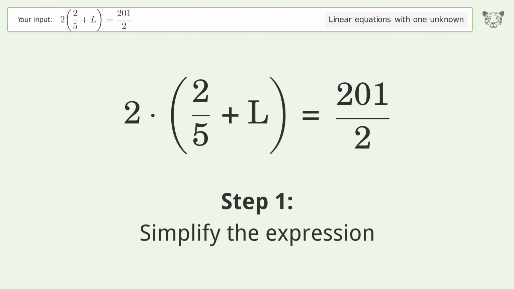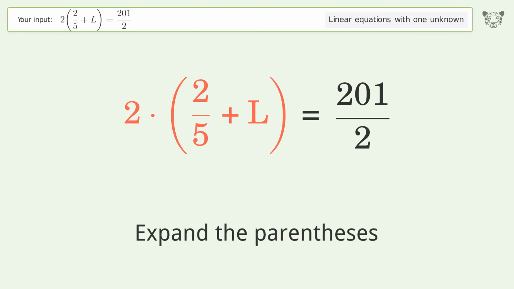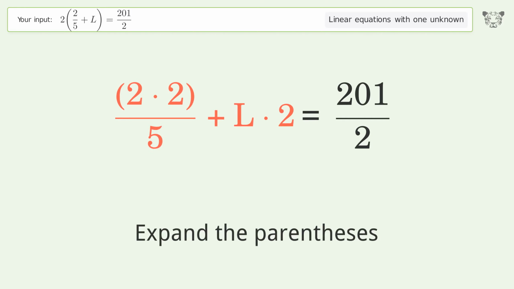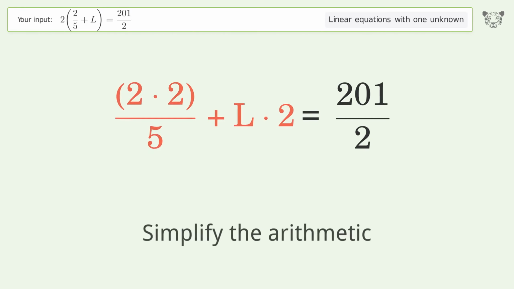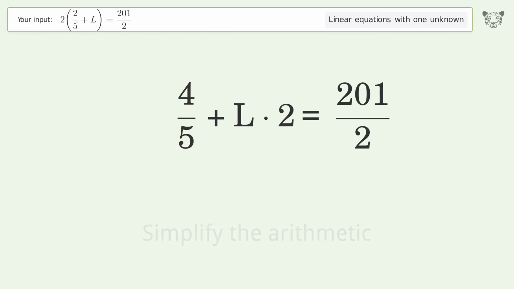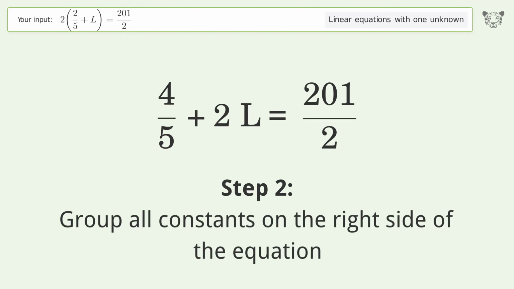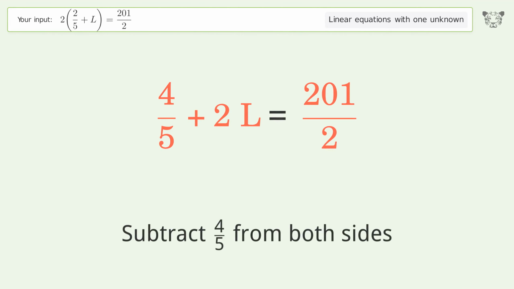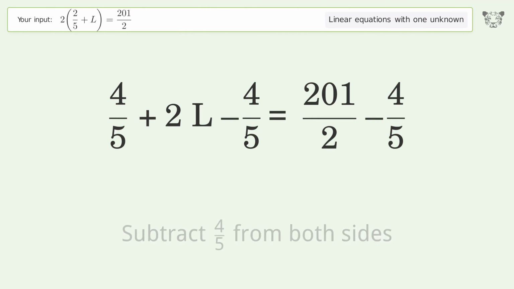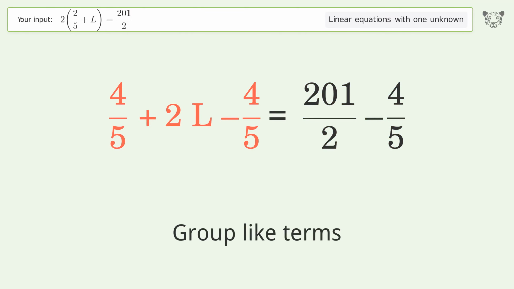Simplify the expression. Expand the parentheses. Simplify the arithmetic. Expand the parentheses. Group all constants on the right side of the equation. Subtract 4/5 from both sides. Group like terms.